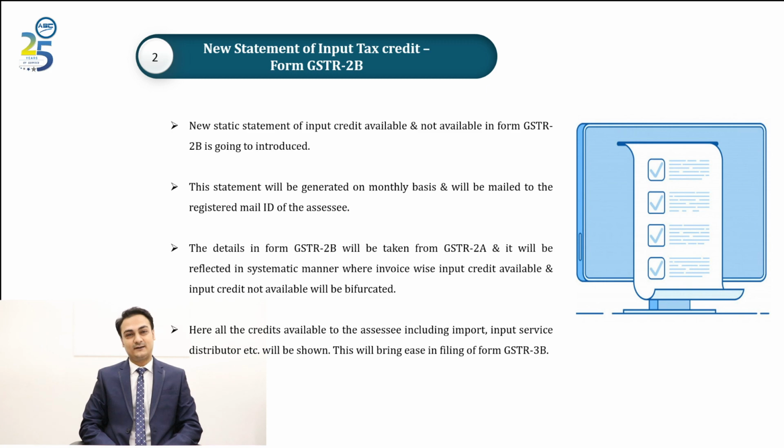The most important part of GSTR-2B is that they will provide you a facility to bifurcate your input tax credit into 2 parts: ITC available tab and ITC not available tab. Whatever data we have filed in our GSTR-1 will be auto-populated in GSTR-2A of the recipient. After that, the data reflected in your GSTR-2A is again auto-populated in your GSTR-2B. The additional feature of GSTR-2B is the linking of the GST Portal with GSTR-2B.